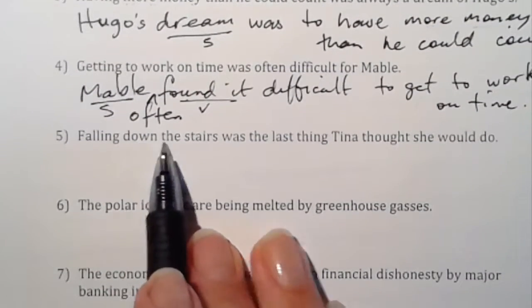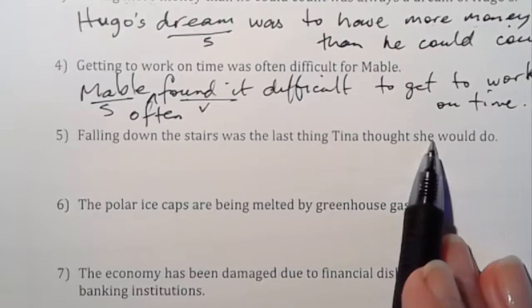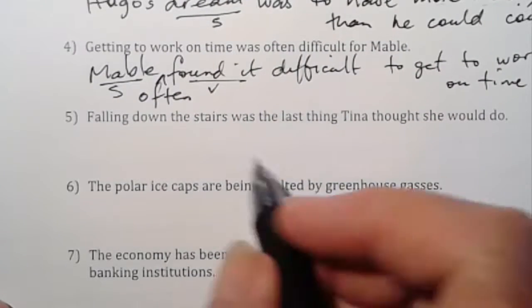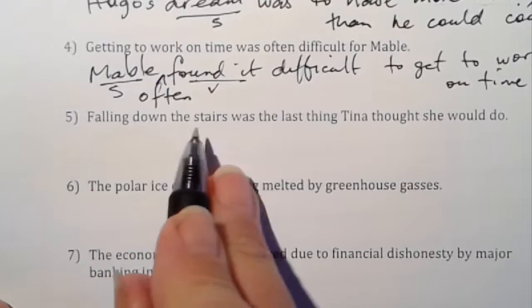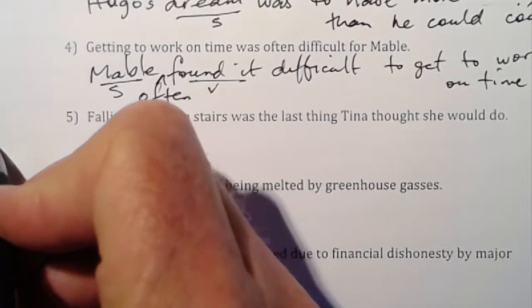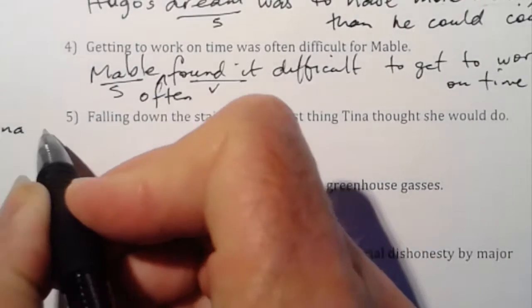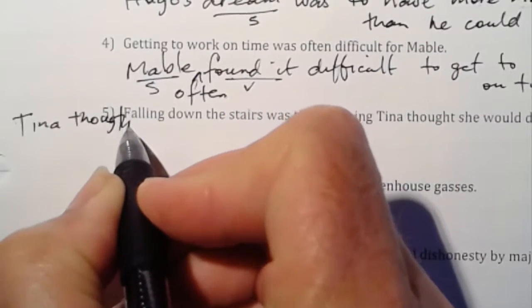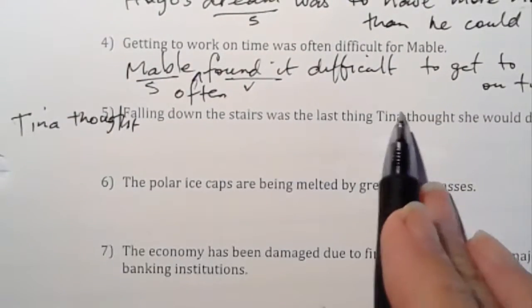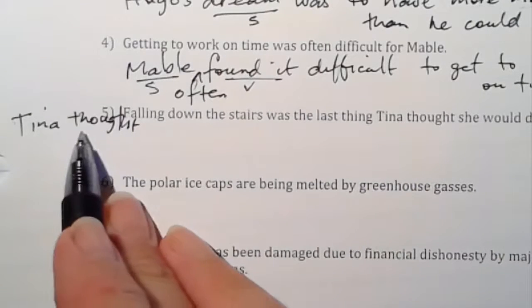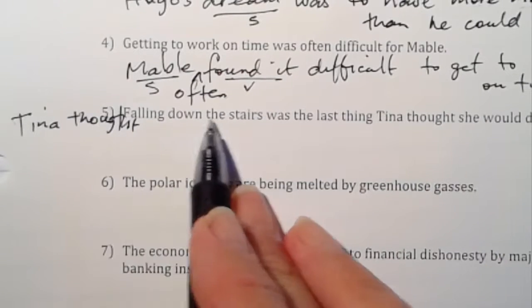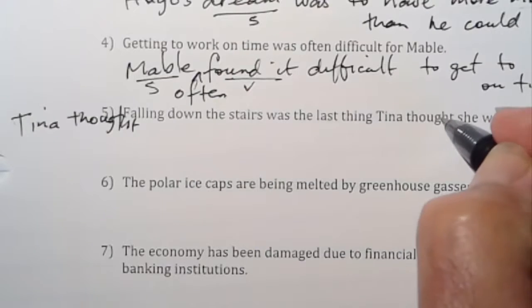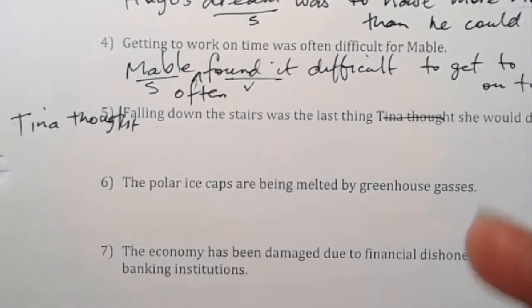Falling down the stairs was the last thing Tina thought she would do. Tina thought falling down the stairs was the last thing she would do. So you see that? We take the subject, we've got a clause here. Tina thought falling down the stairs was the last thing she would do. So we're switching it back always to active.